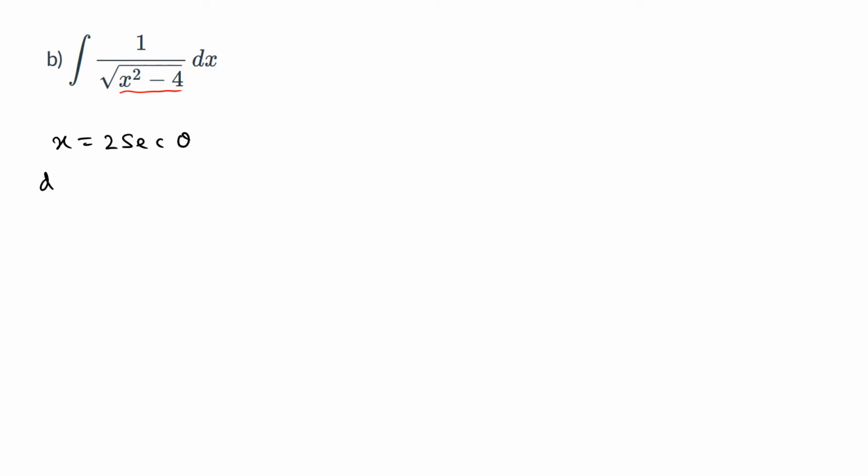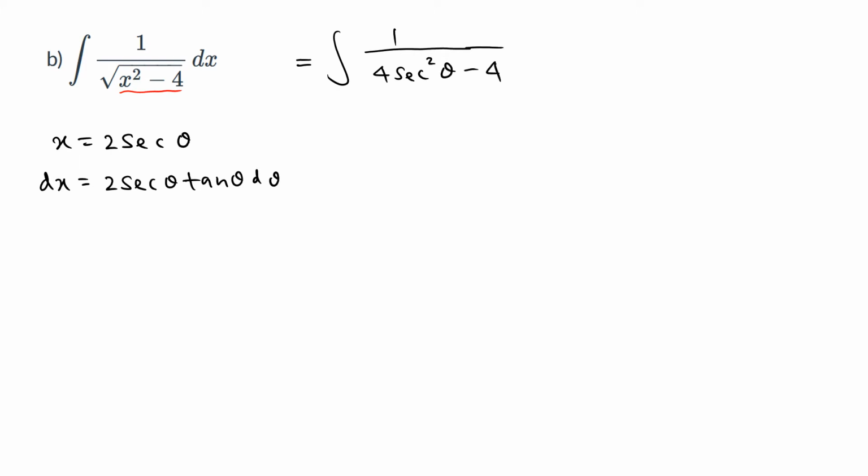So take the derivative. If you take the derivative, dx is 2 times the derivative of secant, which is secant tan. So secant theta tan theta d theta. Now we can substitute. So once we substitute, it's going to be 1 over the square root of, so this is x, so that means 4 secant squared theta minus 4, and then dx is 2 secant theta tan theta d theta.